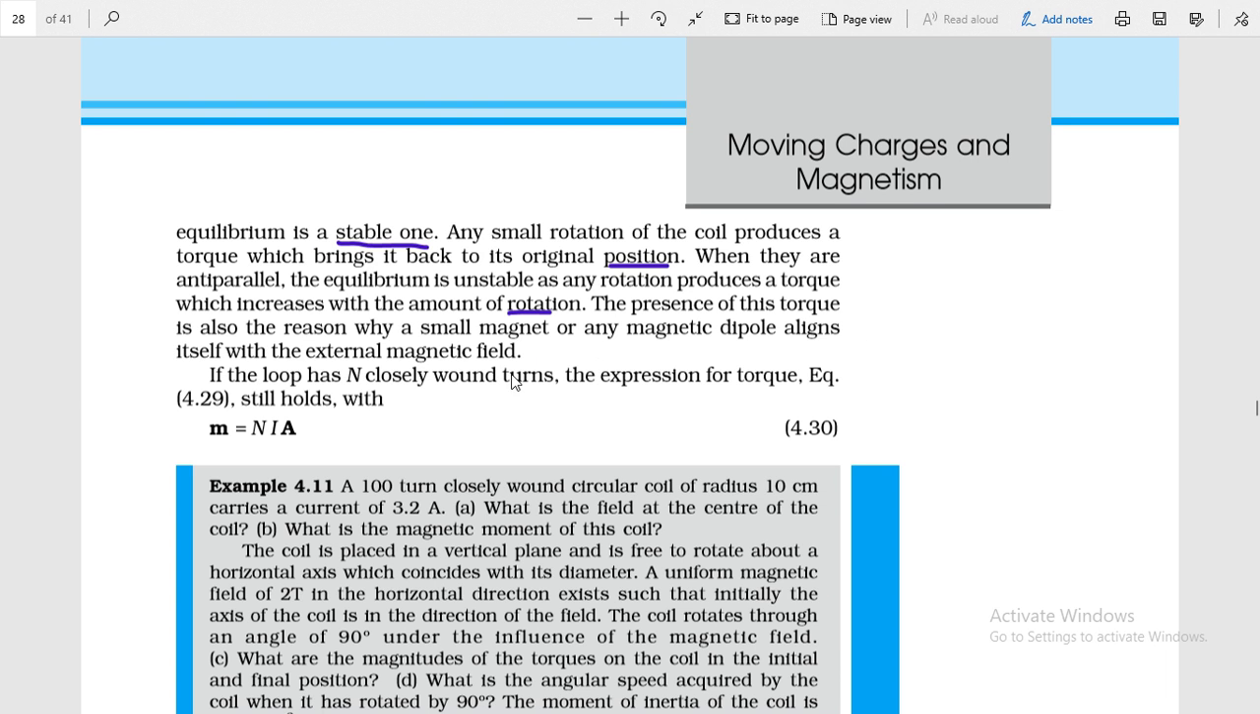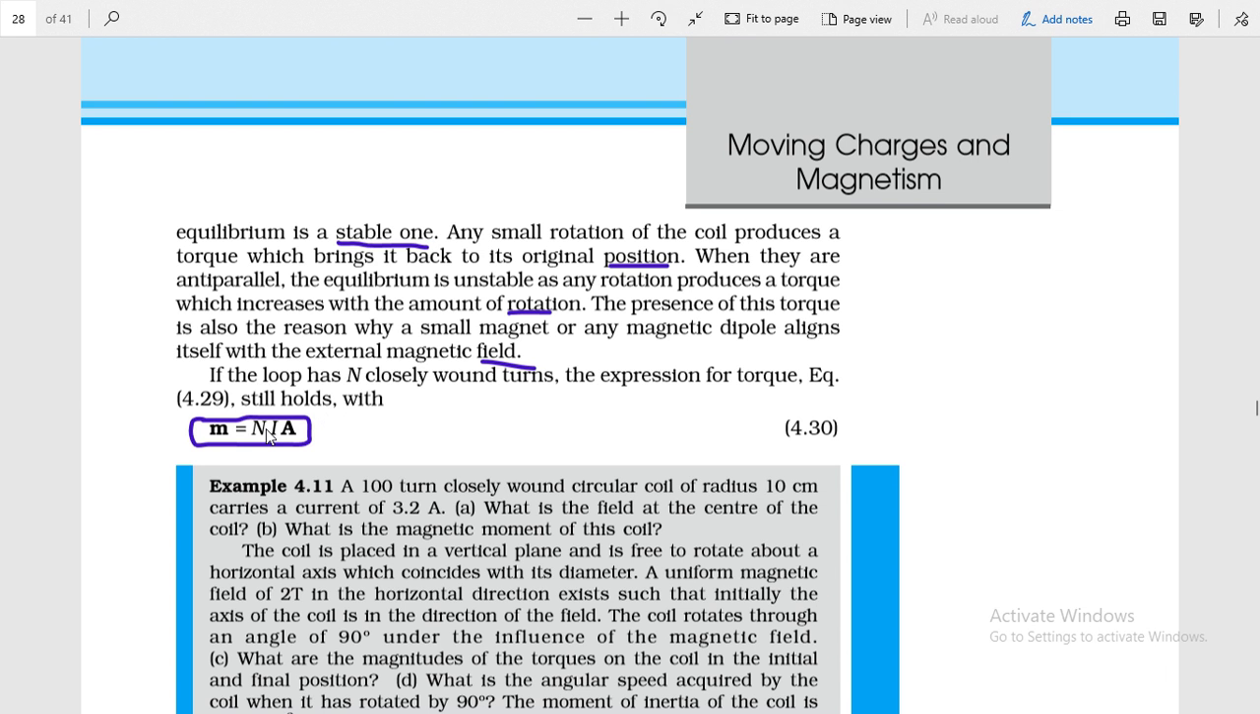The presence of this torque is also the reason why a small magnet or any magnetic dipole aligns itself with the external magnetic field. This is a very important reason for the alignment of a magnetic dipole in the direction of the external magnetic field. If the loop has n closely wound turns, then the expression for torque given by equation 4.29 still holds with m equal to nIA. So for n number of turns, the magnetic moment of the current carrying loop is given by n into IA, where n is the number of turns in the loop.